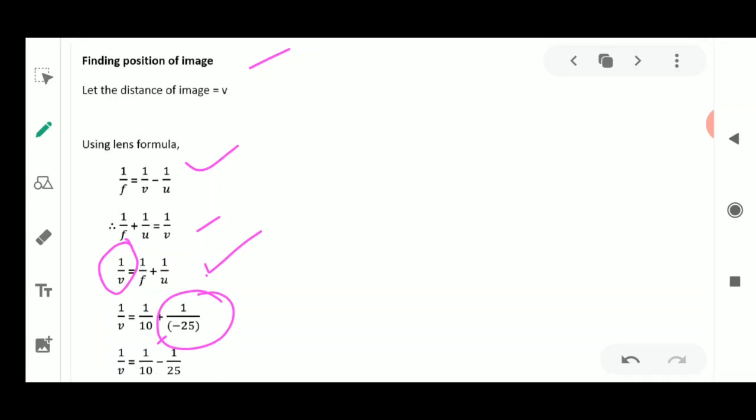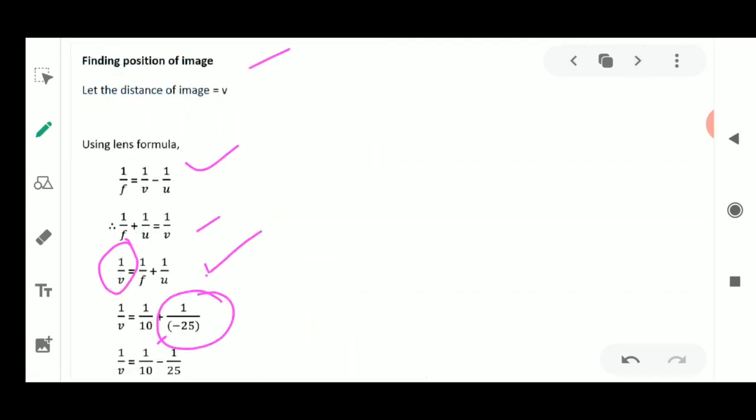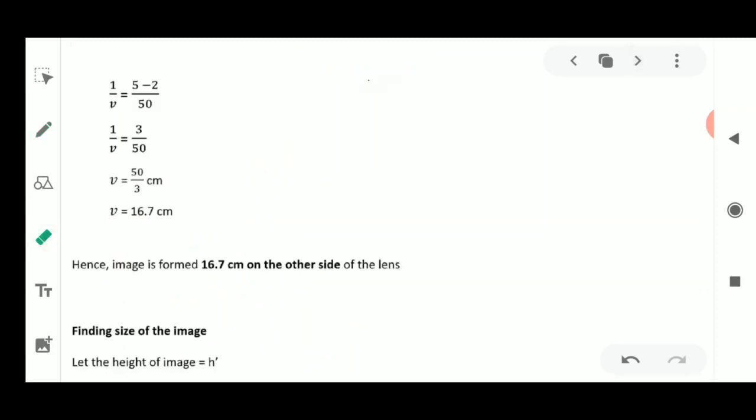Why are we taking minus 25? Because it is already given in the question that the object distance is 25 centimeters, and since the object is placed on the left side of the lens, we have taken it as minus 25. After solving this, we get 1 upon v as 3 upon 50. We simplify it and we get v equal to 16.7 centimeters. Hence the image is formed 16.7 centimeters on the other side of the lens.